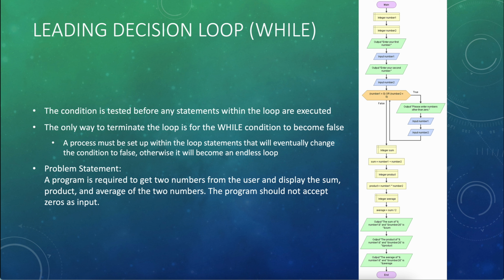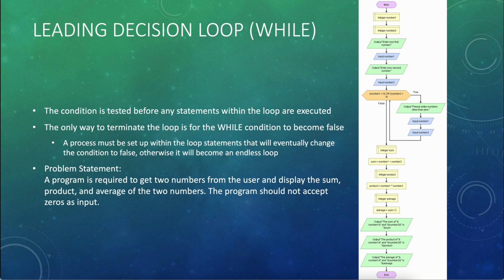The first thing we'll look at is the leading decision loop, or the while loop. It's referred to as a while loop in Flowgorithm and in other programming languages. The condition is tested before any statements within the loop are executed, which is why it's called a leading decision loop. So it will check for the specified condition before it does anything. The only way to terminate the loop is for the while condition to become false. So you have to make sure that a process is set up within the loop statements that will eventually allow that condition to become false. Otherwise, it will become an endless loop.